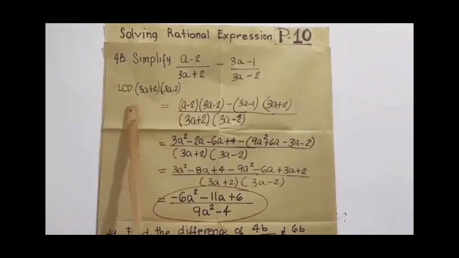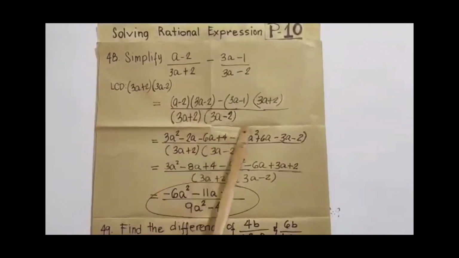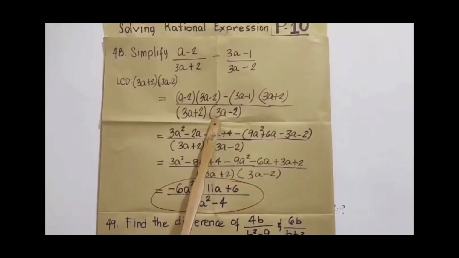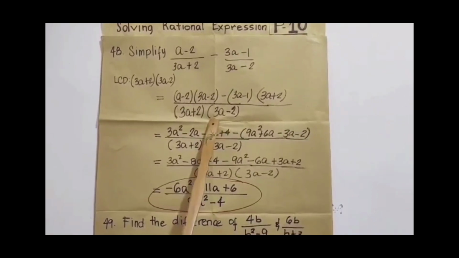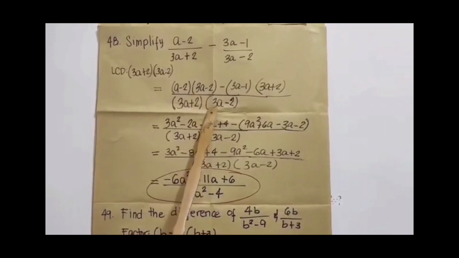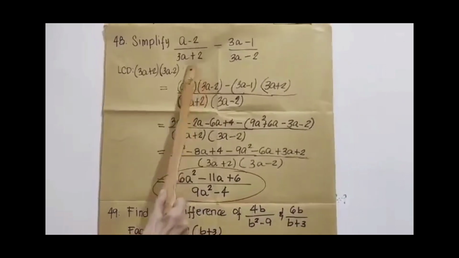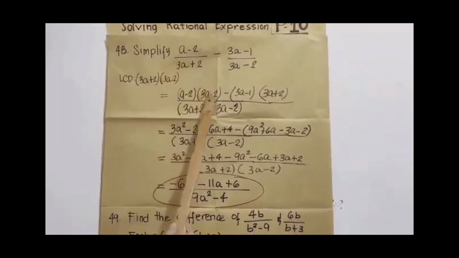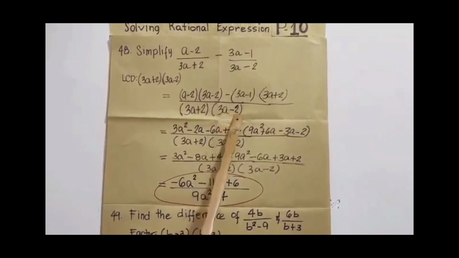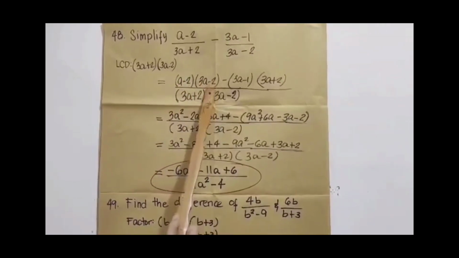Upon knowing the LCD, we draw a line, and we put this denominator below the line. Consider this now as the denominator. Then our next step is to divide the LCD by the denominator of the first rational expression. So we divide, cancel, and the remaining is a minus 2. And this a minus 2 is multiplied to the numerator. That's why the result is a minus 2 times a minus 2.